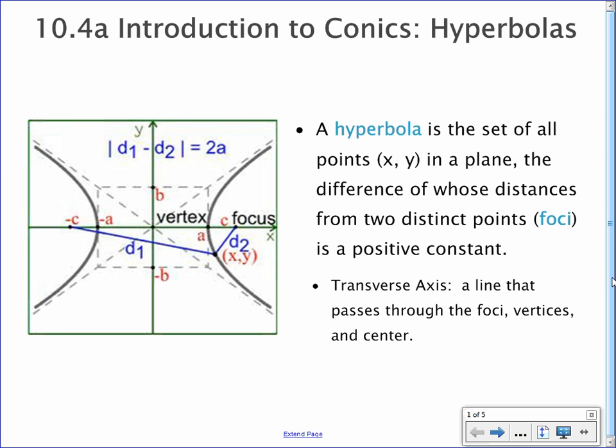So first of all, we always start out with our geometric definition. A hyperbola is a set of points in the plane, the difference of whose distances from two points is a positive constant. So this is very similar to the geometric definition of an ellipse. Remember when we talked about an ellipse, we had a point and we added up the distances to the foci and they were the same. This time we're going to subtract the distances from the foci to the point and it's going to be the same.